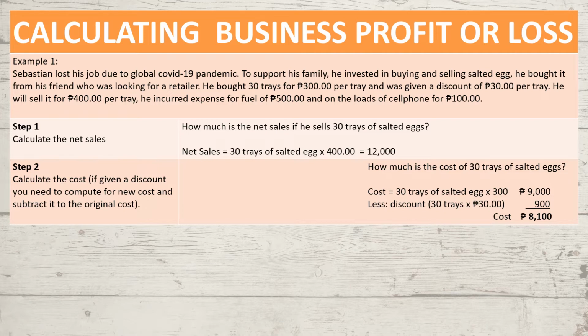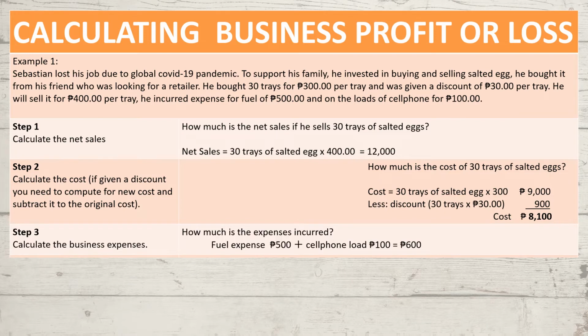But then, Sebastian was given a discount of 30 pesos per tray. So 30 trays times 30, the total discount is 900. So we will deduct such discount from our original cost. So 9,000 minus 900, our new cost is 8,100.